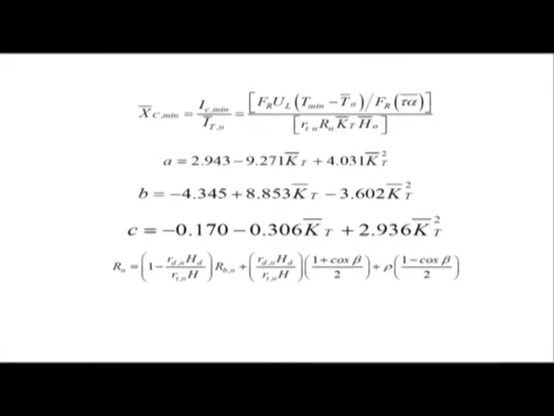Rn again we have expressed a large number of times in the problems and the derivation. It is 1 minus Id by I into Rb at the noon time, plus Id by I times 1 plus cos beta by 2, plus 1 minus cos beta by 2 into ground reflectivity rho.